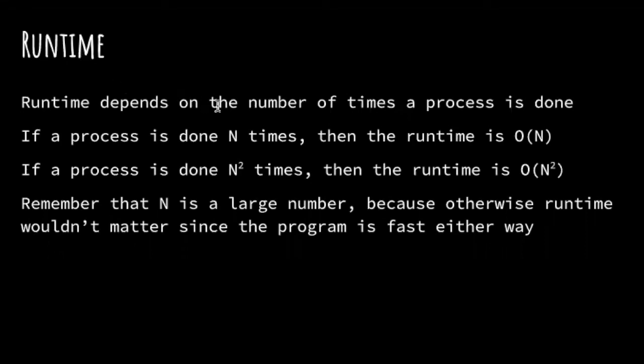So runtime depends on the number of times a process is done. If a process is done n times, then the runtime is big O of n. That's just the notation they use for runtime. If a process is done n squared times, then the runtime is big O of n squared. And n is a large number because if n was small, then it wouldn't matter because the program would be fast anyway. So if you had like n equals 5, then this would be big O of 5 and this would be big O of 25. And either of those can be done in an instant by a computer. So we're talking about like n equals 10,000 or n equals 1,000,000, something along the lines of that.